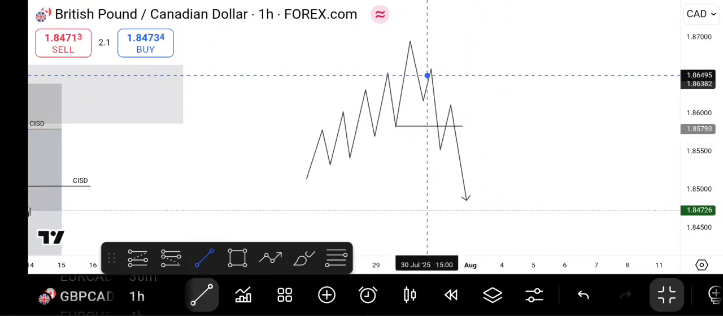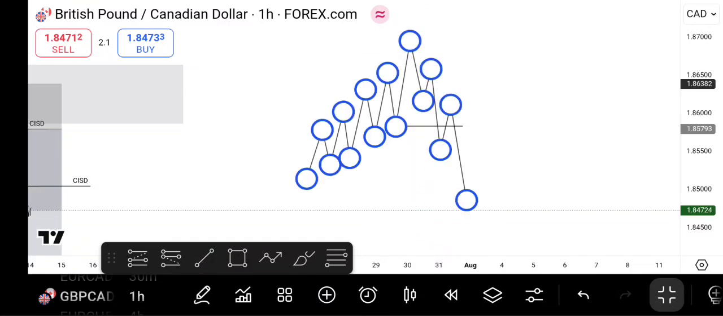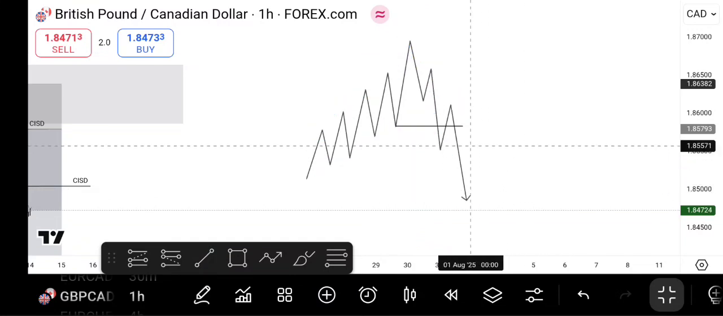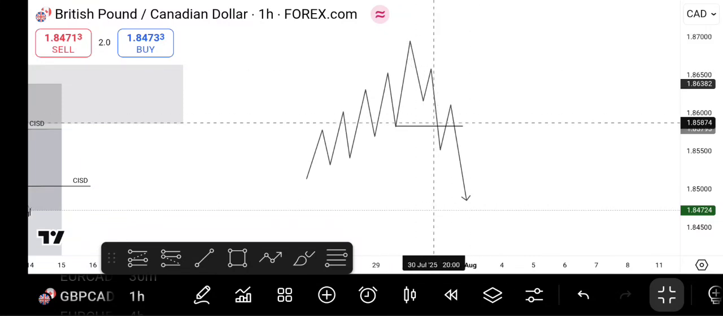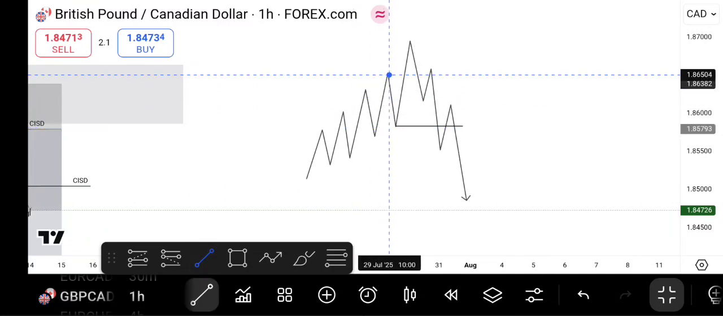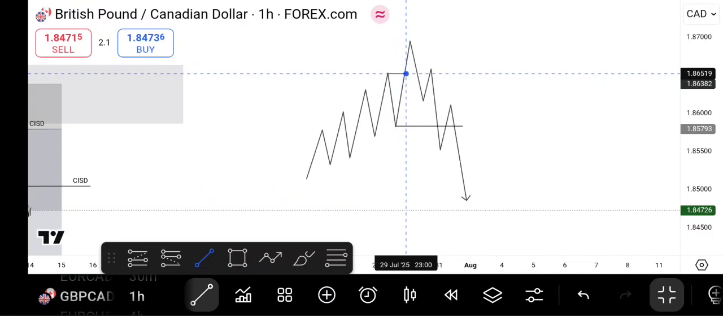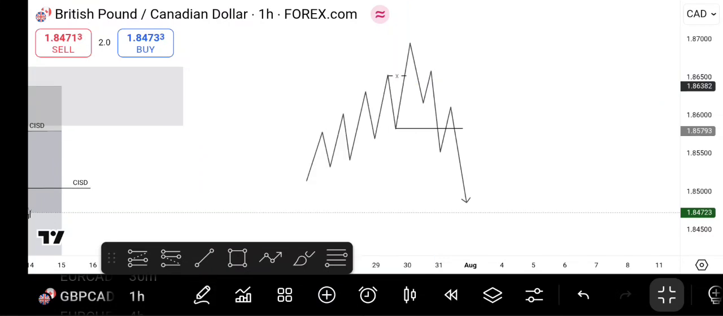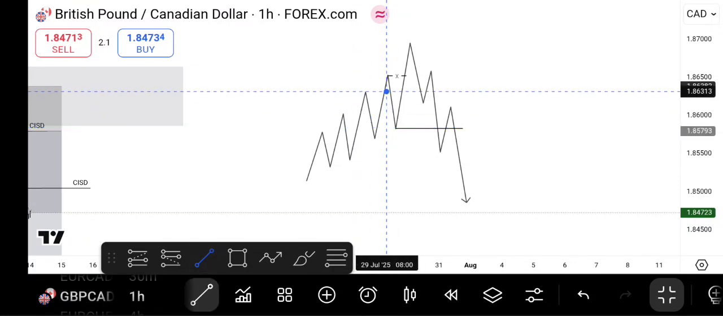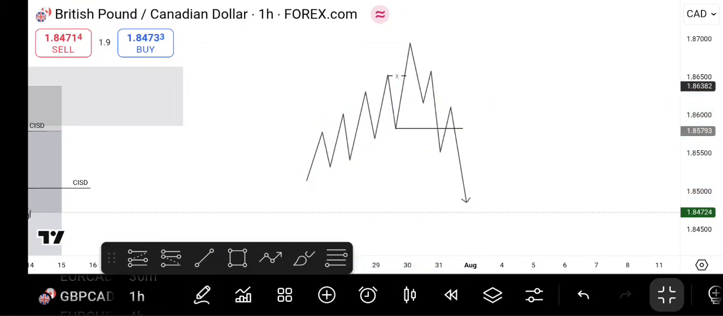Then your stop loss will be here, at this upper side, this swing high. Then this one is your liquidity sweep. You all know what a liquidity sweep is. So here will be your liquidity sweep, and here will be your CISD entry.